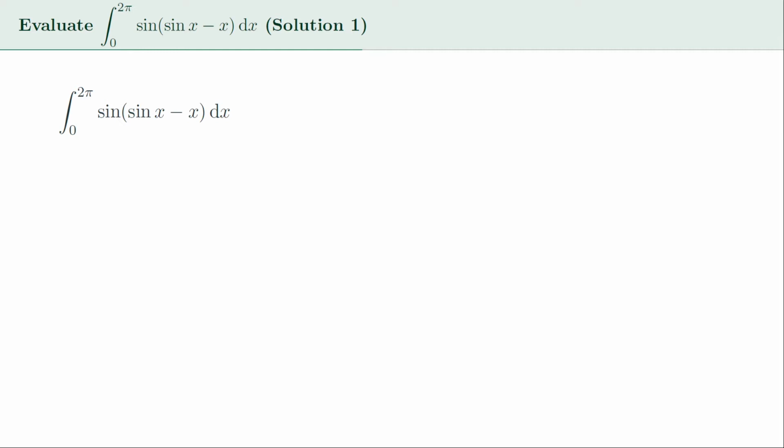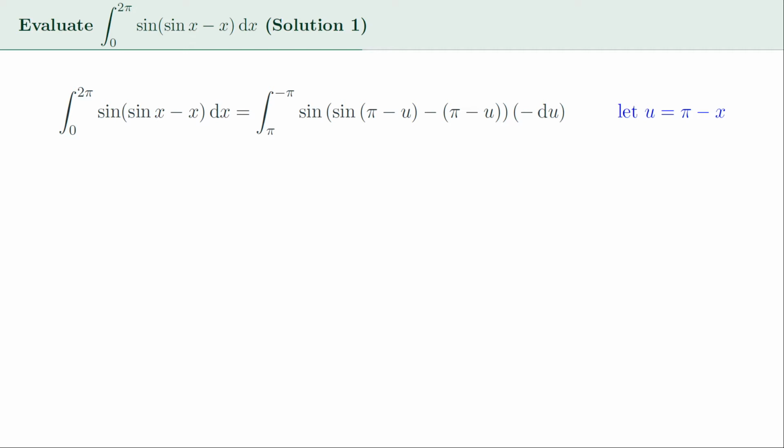Let's try to use the substitution first. So let's use the substitution u is equal to pi minus x. Pi is equal to the average of 2 pi and 0, which are the limits of the integral. If I do that, we'll get limits from pi to negative pi, and then we have the derivative: it's negative du, because du is equal to negative dx.